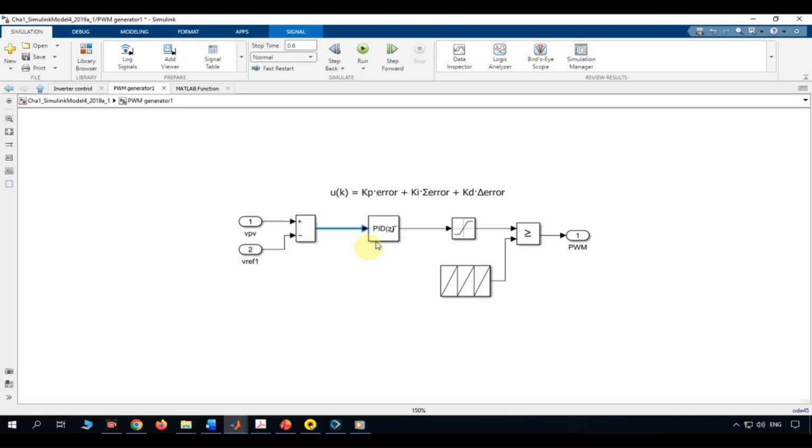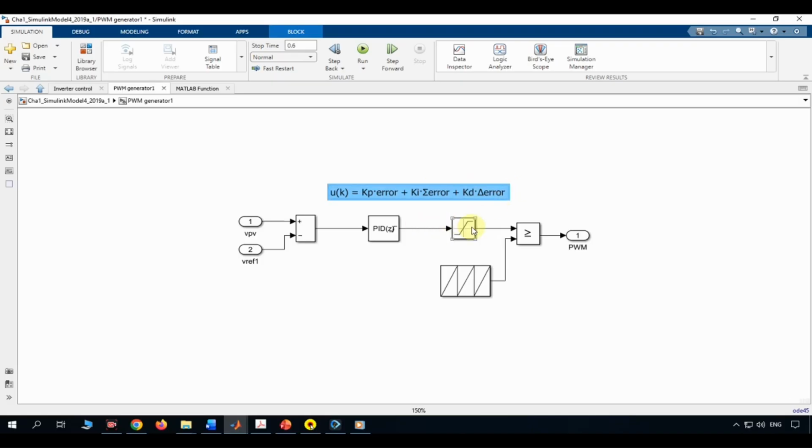The PID controller. This is a discrete PID controller block. It takes the voltage error and computes a control effort. This is the classic feedback control law, proportional, integral, and derivative terms acting on the error, driving the duty cycle command toward whatever value makes VPV track ref1.